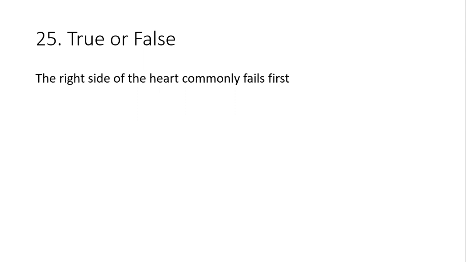All right, so true or false, the right side of the heart commonly fails first. False. It's going to be the left side. And I can't tell you why, aside from the fact that a lot of systemic complications like hypertension are big contributors to heart failure, along with coronary artery disease. With the right side of the heart, once the left side fails, the right's coming next. But for the right side to fail initially, it's usually as a result of a pulmonary condition.